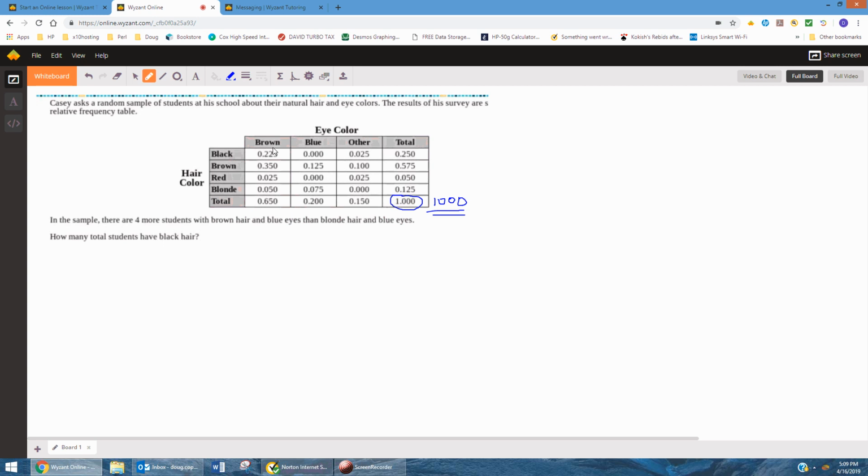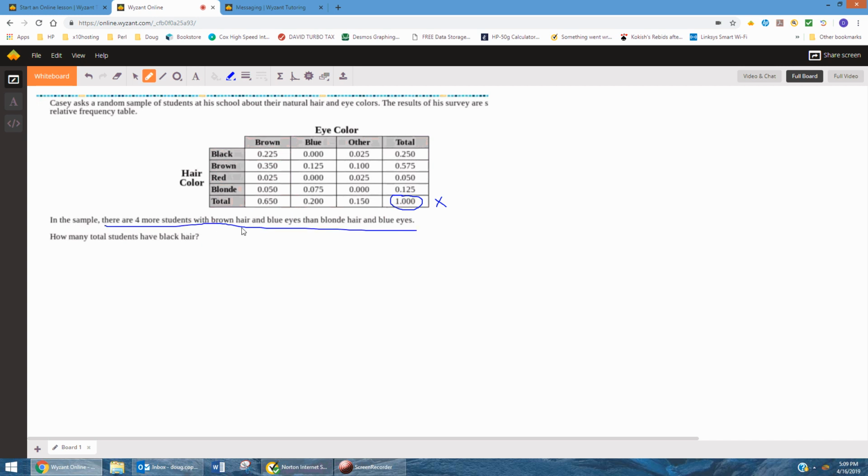And that means that to solve this problem, we don't actually know what this number is here. So we can represent that with the letter X. And to solve for X, we're going to use this piece of information right here.